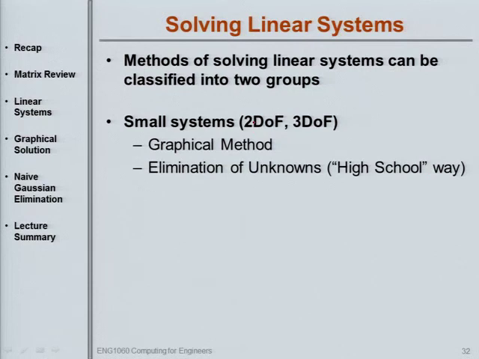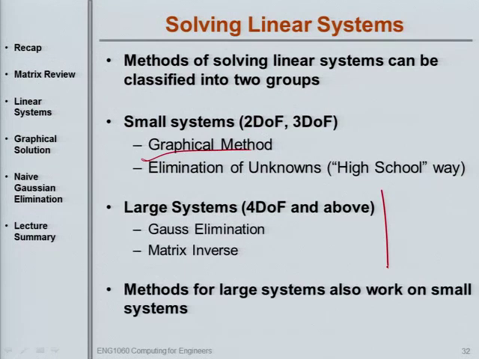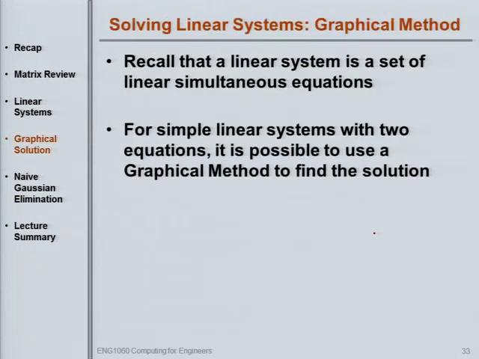Okay. So, I'm sure you've all done these kinds of things in high school, eliminating the unknowns. In actual fact, for 2 degrees of freedom, or 2 unknowns, there's what's known as the graphical method, which is pretty simple. But for 3 unknowns and above, you need to use matrix elimination or some other kind of matrix inverse technique. The nice thing, of course, is that these systems that you might develop for large systems are also going to work on small systems. It's not restricted to the large systems.